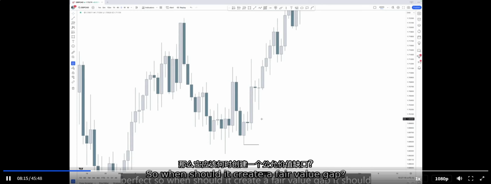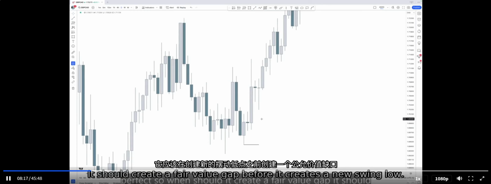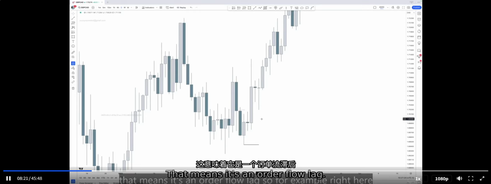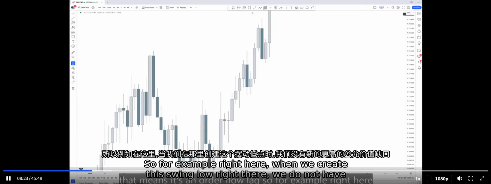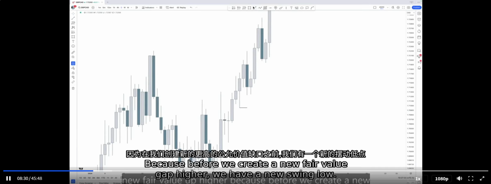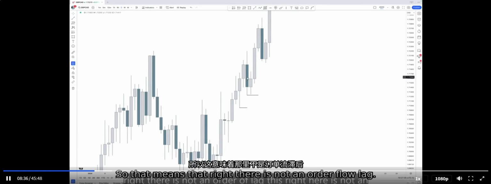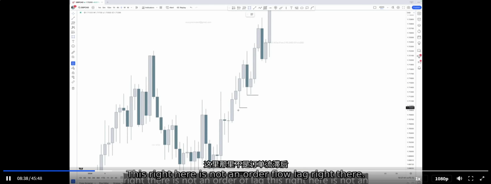Perfect. So when should it create a fair value gap? It should create a fair value gap before it creates a new swing low. That means it's an order flow lag. So for example, right here, when we create this swing low, we do not have a new fair value gap higher, because before we create a new fair value gap higher, we have a new swing low. So that means that right there is not an order flow lag.